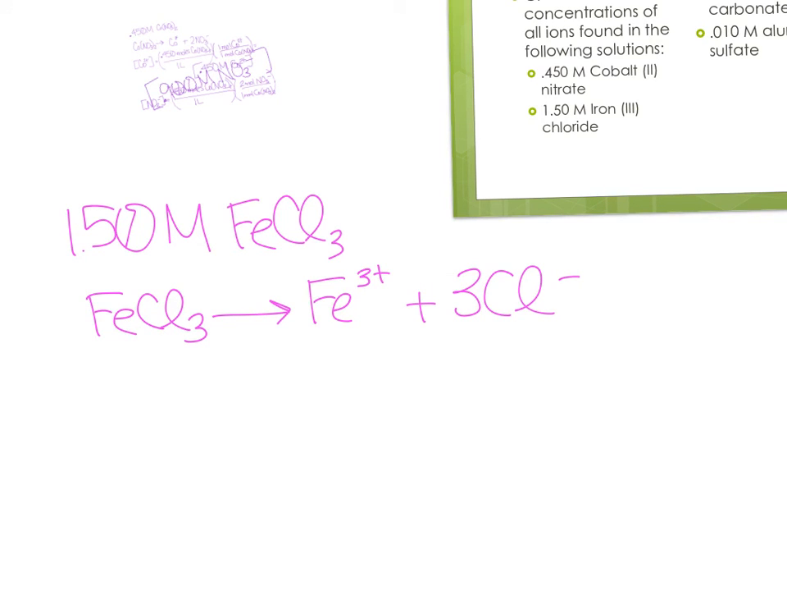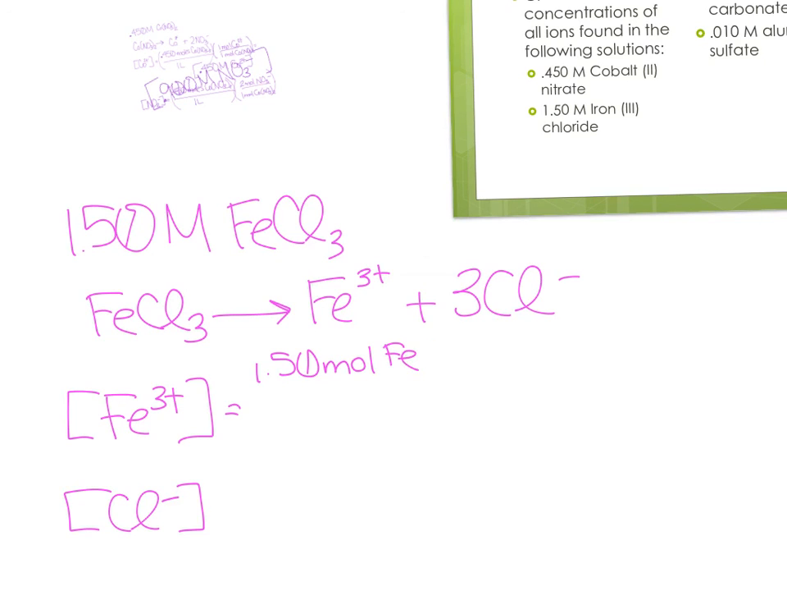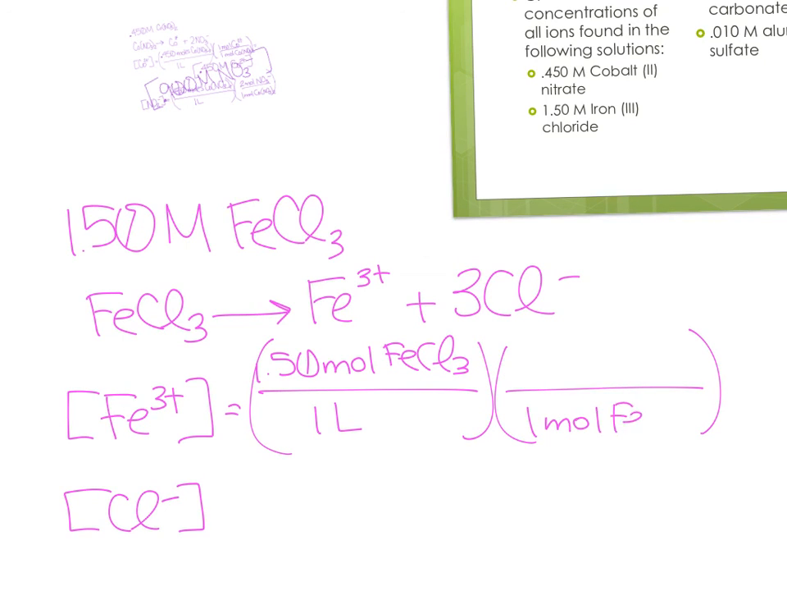So now we want the concentration of iron and the concentration of chlorine. It's 1.50 moles FeCl3 over 1 liter. For every 1 mole of FeCl3, how many moles of iron ions do I have? 1, so it would be Fe3+. And so the concentration of my iron is equal to 1.50 molar Fe3+.